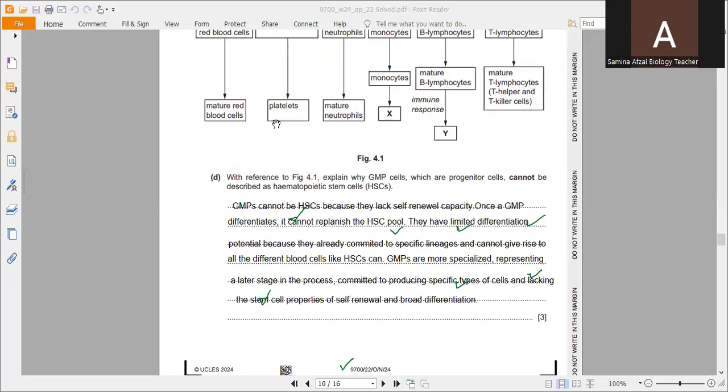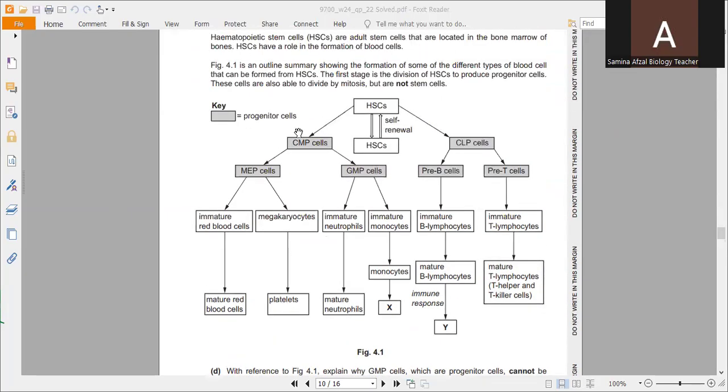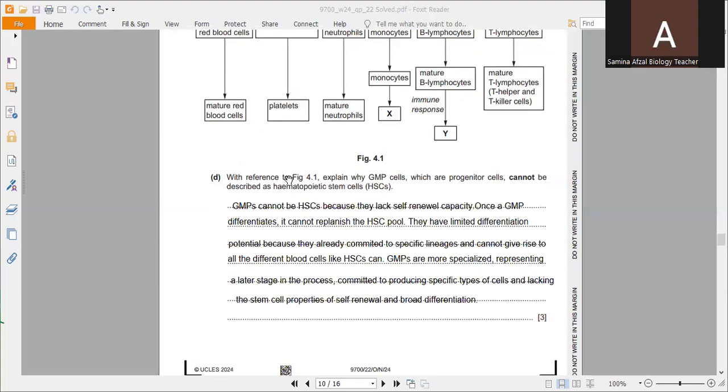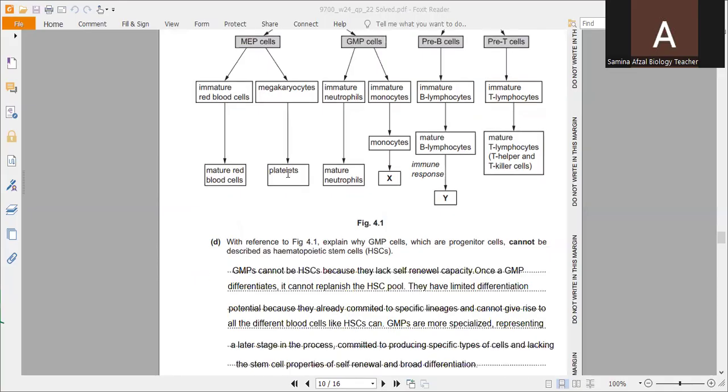Now the question is with reference to figure 4.1. Explain why GMP cells, which are progenitor cells, cannot be described as hematopoietic stem cells. Progenitor cells will not be considered as hematopoietic stem cells. So here we will move towards the question with reference to figure 4.1 GMP cells. Here I would like to discuss these cells.